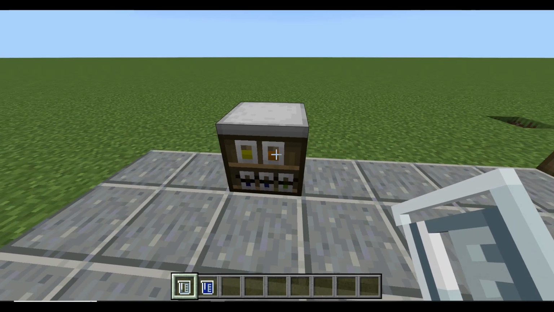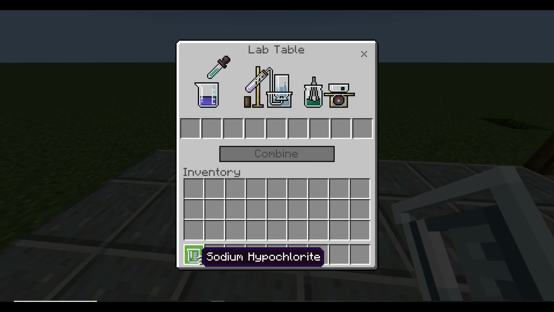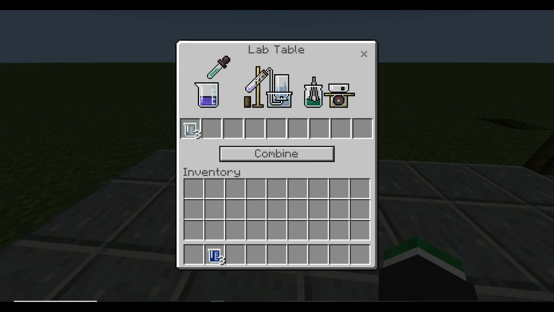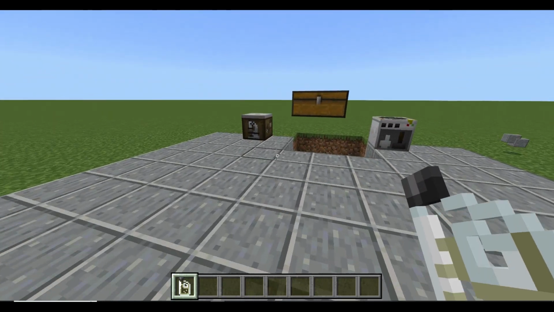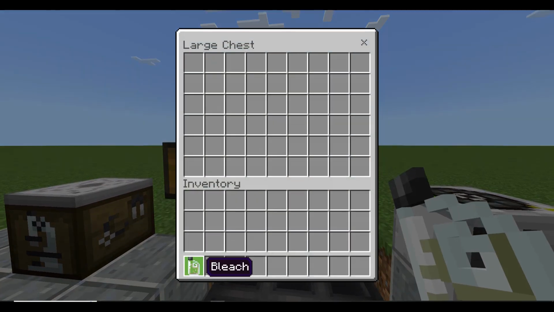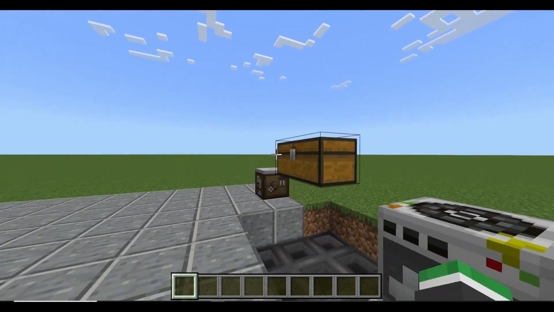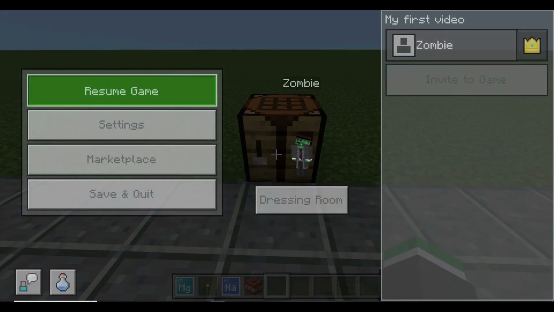So we have to make bleach. We need 3 sodium hypochlorite and 3 water to make bleach. Bleach can be used in really only one way.